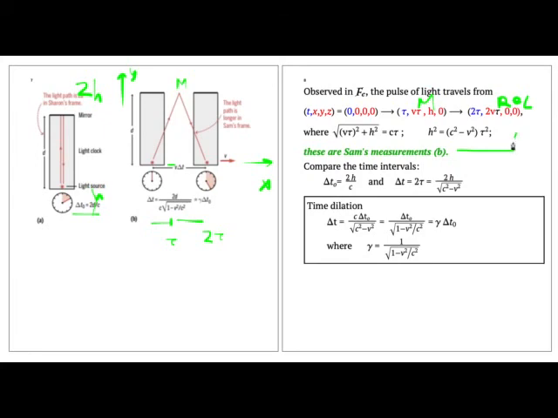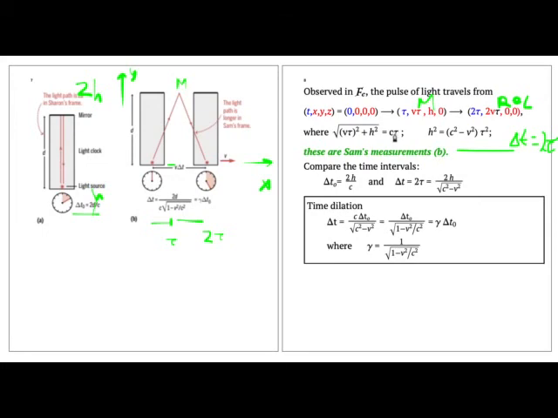In other words, in terms of Sam's time, the time measured by Sam's watch, delta t will be 2 tau. That's the time for the light pulse to travel from point P to the mirror and back to point P. 2 tau. So we had delta t0 is 2h over c. And delta t is 2 tau.